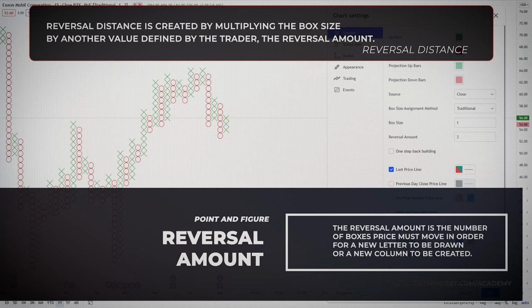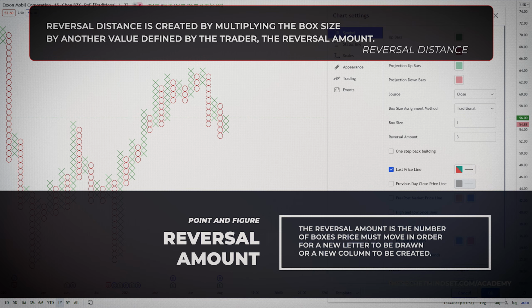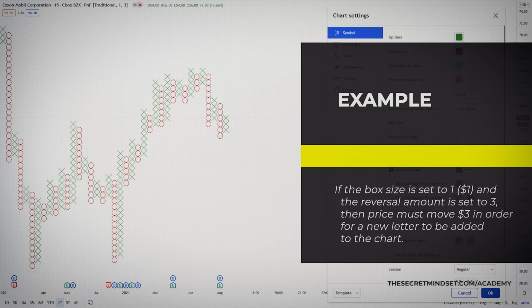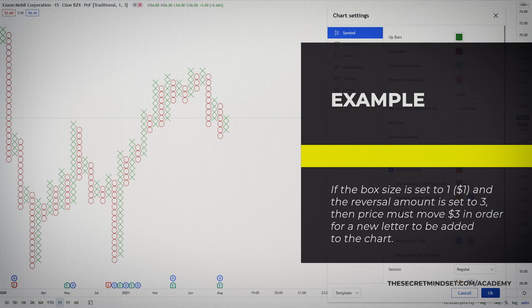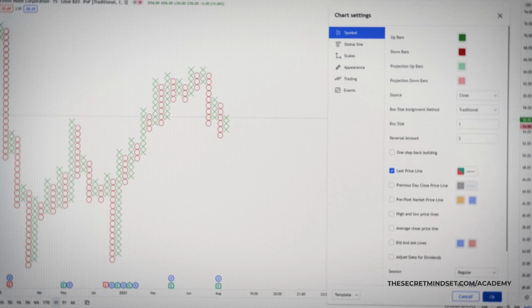The reversal amount is the number of boxes price must move in order for a new ladder to be drawn or a new column to be created. Therefore, if the box size is set to $1, and the reversal amount is set to 3, then price must move $3 in order for a new ladder to be added on the chart.